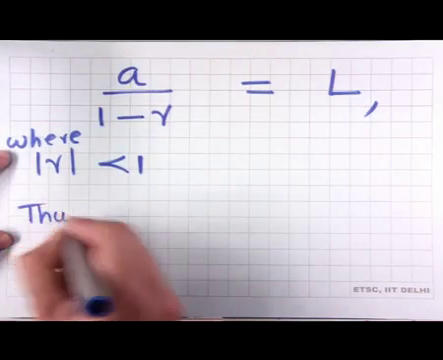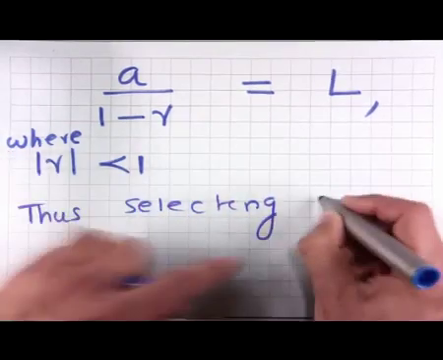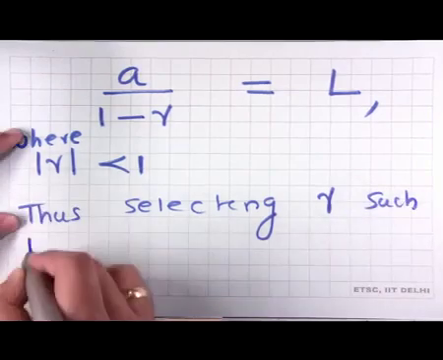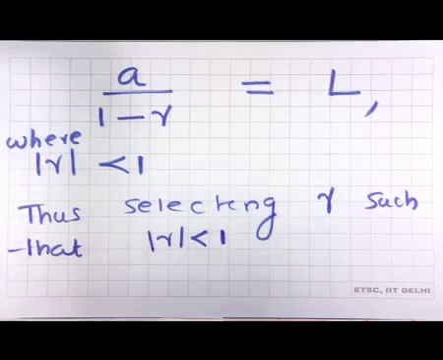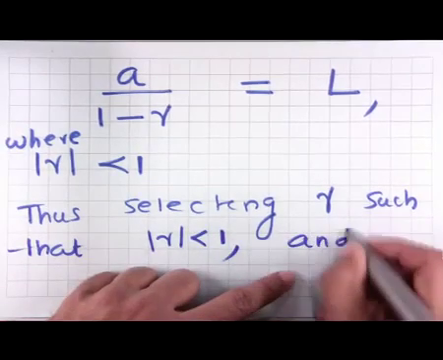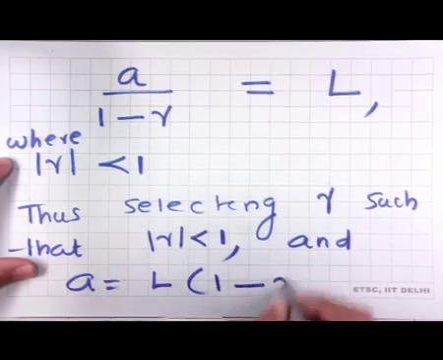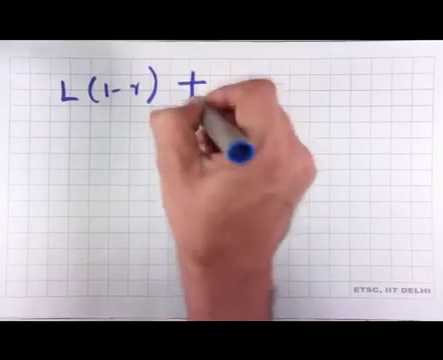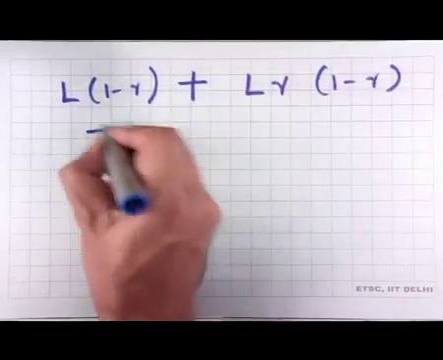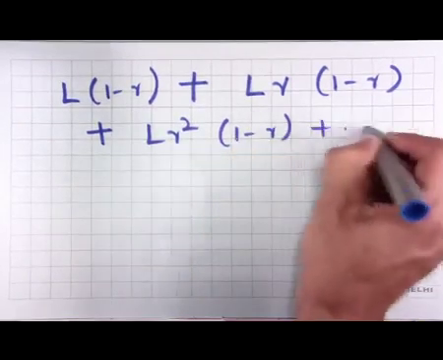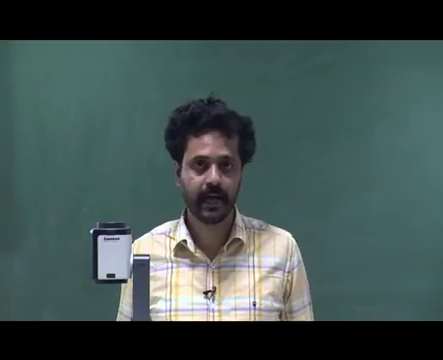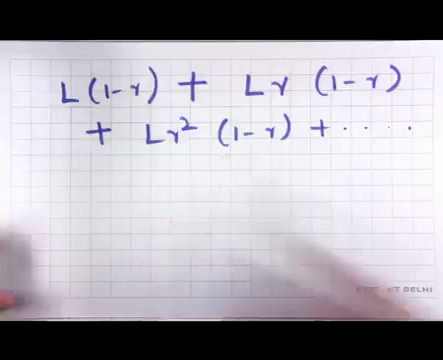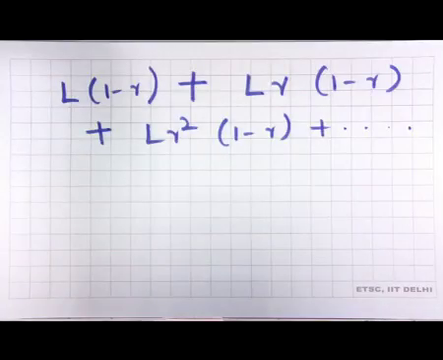Thus, selecting R such that mod R is less than 1, say for instance R equal to half, and A equal to L into 1 minus R, we get a geometric series, namely L into 1 minus R plus LR into 1 minus R plus LR square into 1 minus R plus etc. And the observation that we had so far says that this series will be convergent because we selected R less than 1 and greater than minus 1, and the sum of this series would be L.